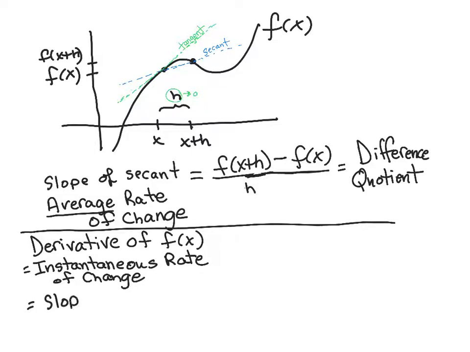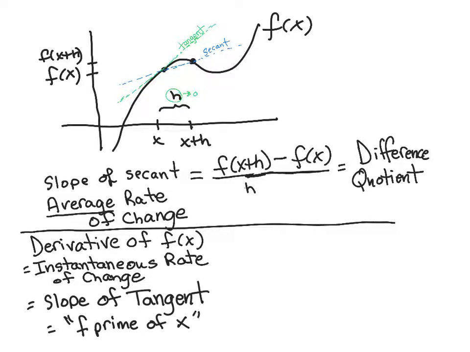We call it the derivative. We have special notation for it. I'm going to introduce you to one type of notation now, and we'll get to the other type later. But the slope of the tangent, instantaneous rate of change. This is read as f prime of x. That's the way you read the notation.